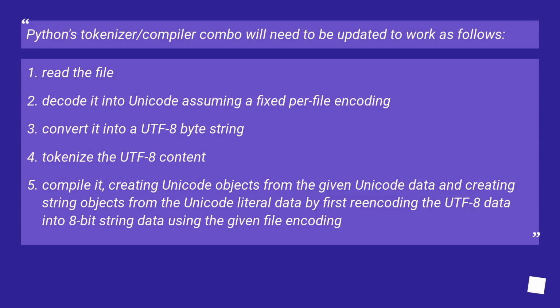From said PEP 0263: Python's tokenizer/compiler combo will need to be updated to work as follows. Read the file decoded into Unicode assuming a fixed per-file encoding, convert it into a UTF-8 byte string, tokenize the UTF-8 content, compile it, creating Unicode objects from the given Unicode data and creating string objects from the Unicode literal data by first re-encoding the UTF-8 data into 8-bit string data using the given file encoding.